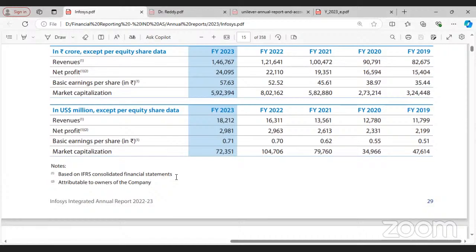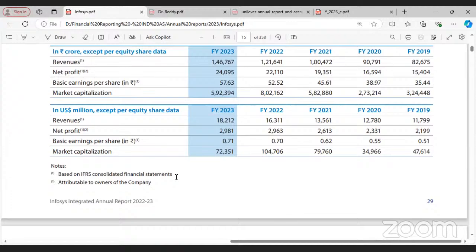We are supposed to prepare a statement of profit and loss and a statement of other comprehensive income. As per IFRS, we can prepare the statement of profit and loss and the statement of other comprehensive income independently, or we can integrate both together. Whereas as per Ind AS, the statement of profit and loss and other comprehensive income should be a single statement. So only small differences are there. Much difference is not there between IFRS and Ind AS.